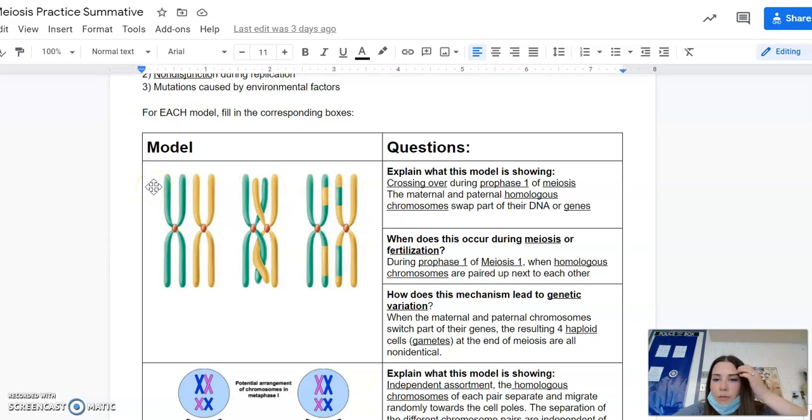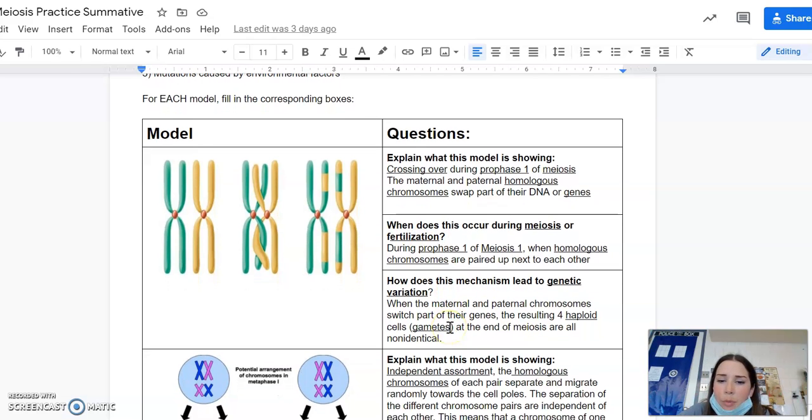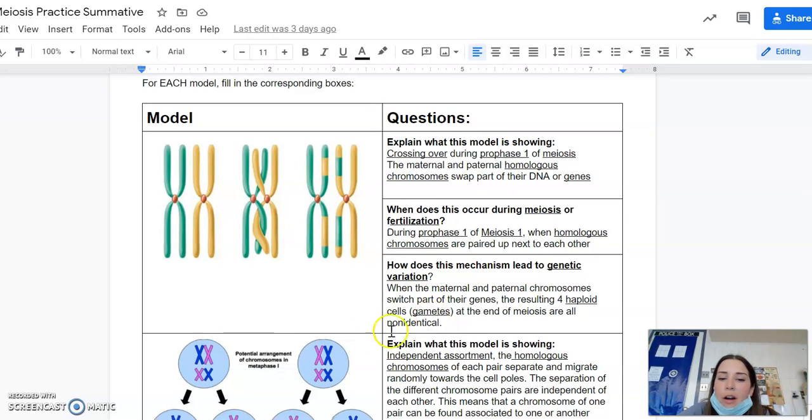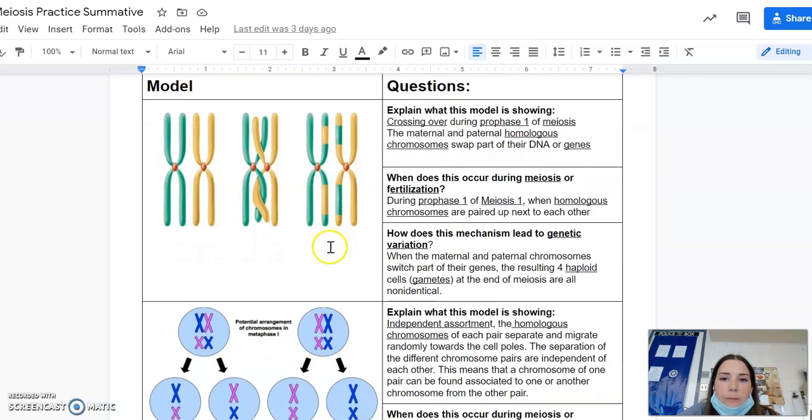So this first model here is showing crossing over. It happens during prophase 1 of meiosis. Simply put, your two homologous chromosomes, one from mom, one from dad, switch either part of their arms or their legs, so that after meiosis, when each one of these chromatids goes into a separate gamete, each one of those gametes is non-identical. So it results in 4 haploid cells, 4 gametes that are non-identical. They're all a little bit different.